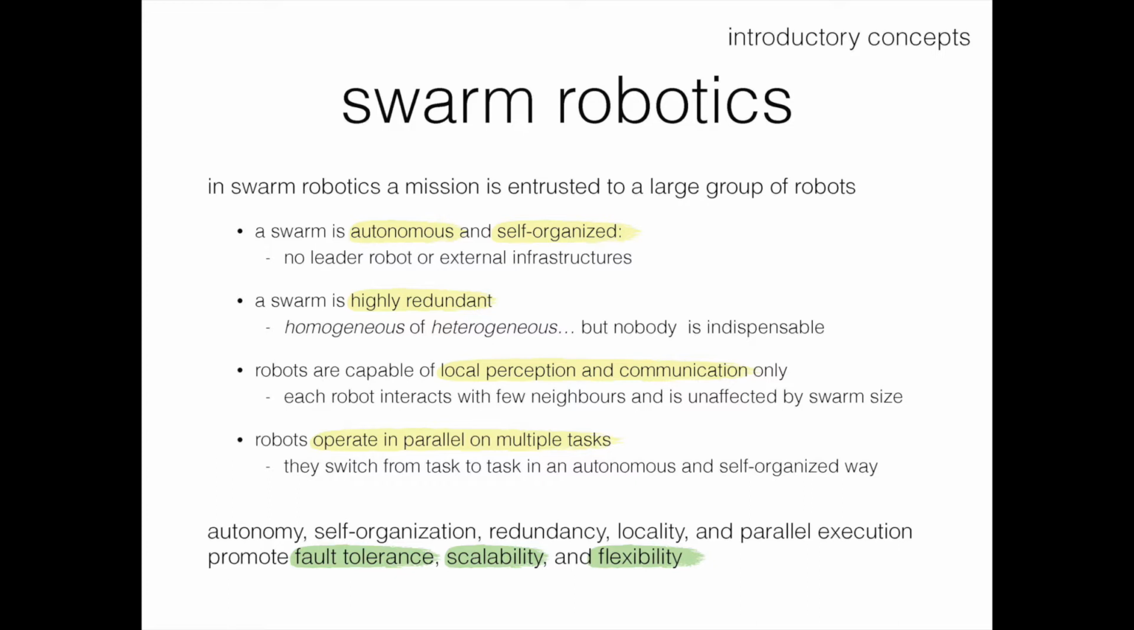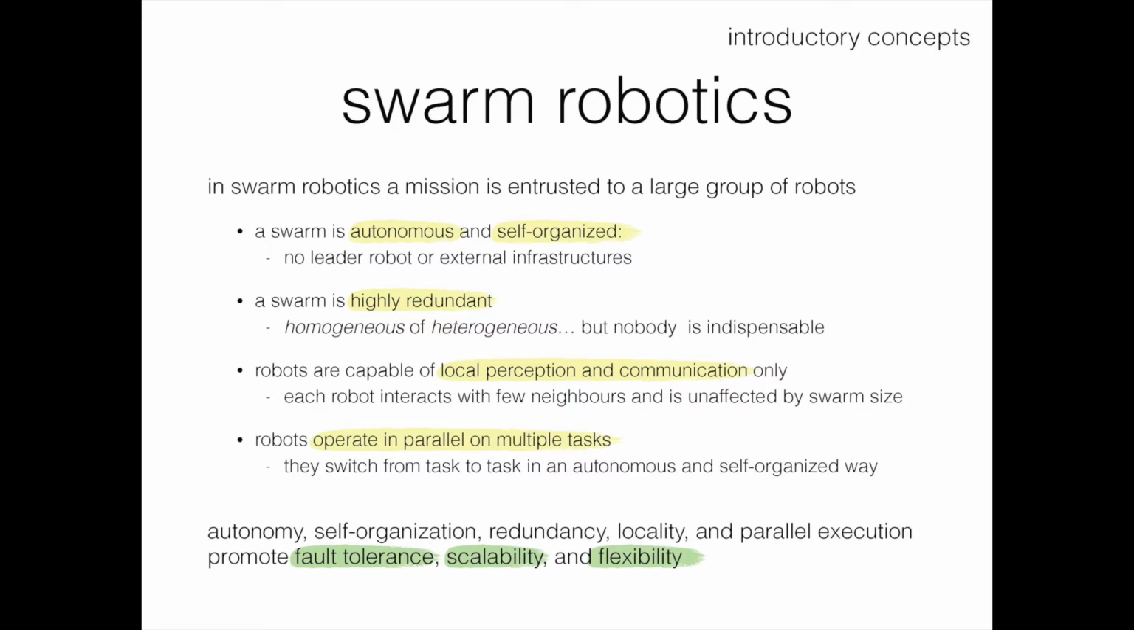Well, the following are the main characteristics of a robot swarm. A robot swarm operates autonomously and it is self-organized in the sense that there is no leader robot and no external infrastructure that directs or helps the robot in making the decisions. A swarm is highly redundant, so it might be either homogeneous or heterogeneous, but in any case none of the individual robots is indispensable.